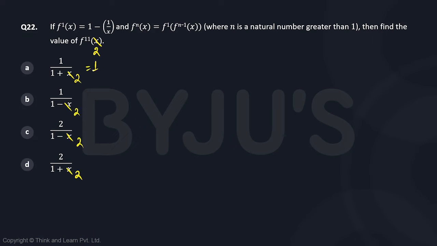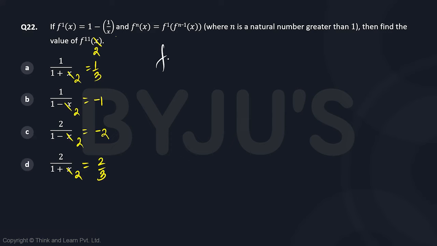The first one gives us 1 by 3. The next one gives us 1 by 1 minus 2, which is minus 1. The next one gives us 2 upon 1 minus 2, which is minus 2. And the next one gives us 2 by 3. So we have unique values. Looking at the options, we can see that we can't take x equal to 1 or minus 1 as well. And looking at the given function, we know that we can't take x as 0.